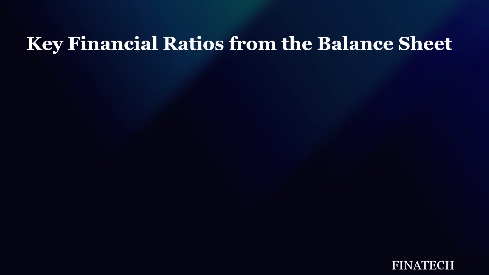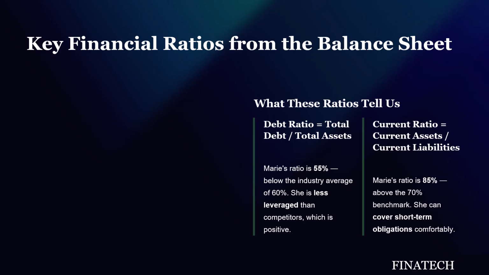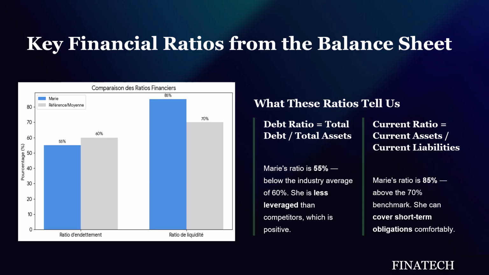Key financial ratios from the balance sheet. What do the ratios tell us? Debt ratio equals total debt divided by total assets. Current ratio equals current assets divided by current liabilities. This is a graph.